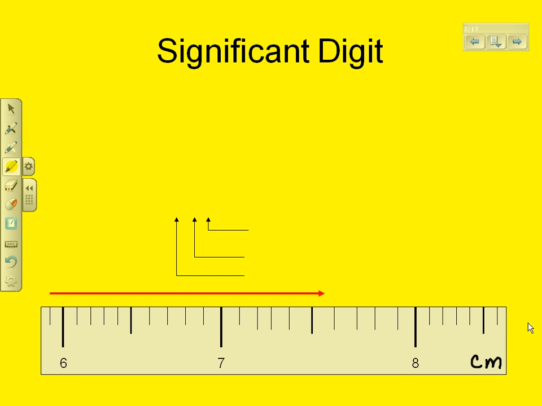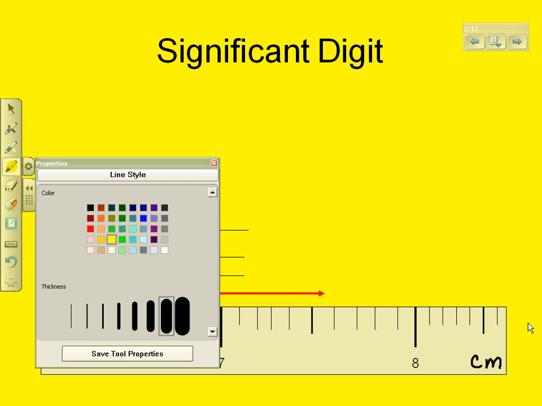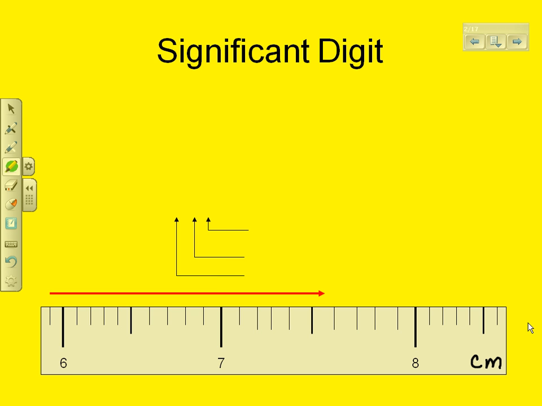Each of these numbers represents centimeters. So I think we can probably say this line is at least 7 centimeters long. Now notice it's past the 0.5 mark. So we can say it's at least 7.5 centimeters in length.